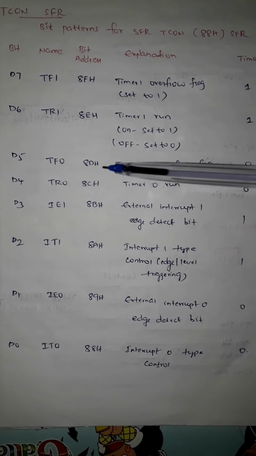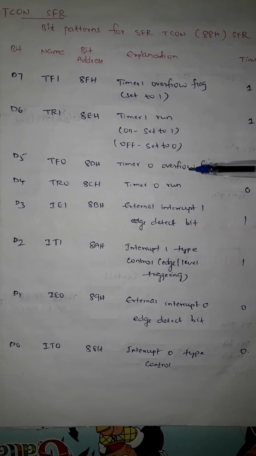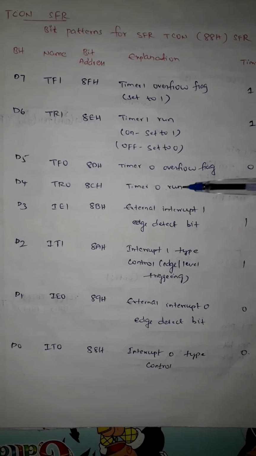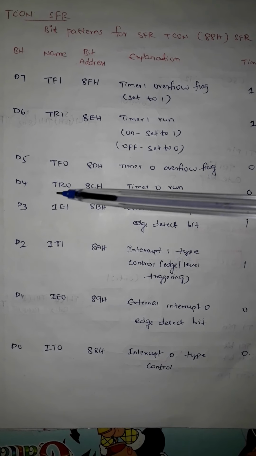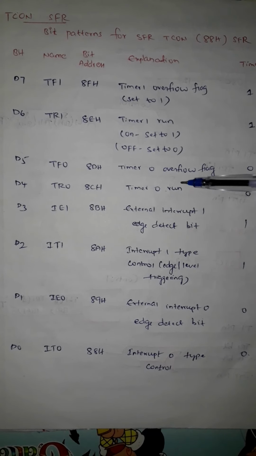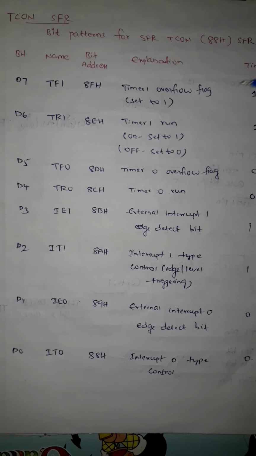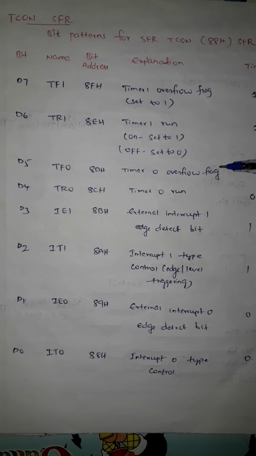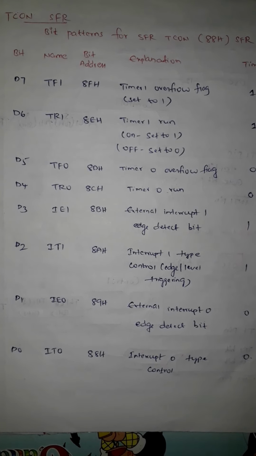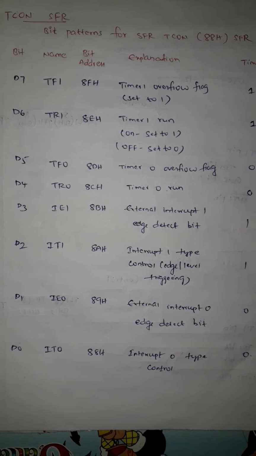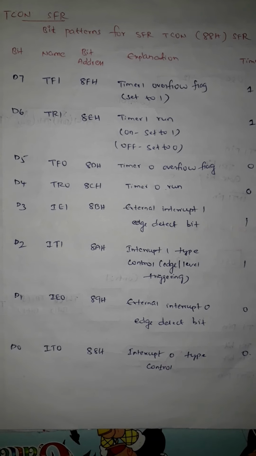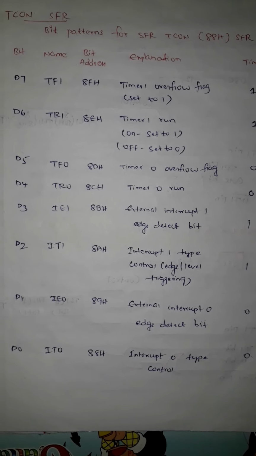Whereas D5, D4 are used for timer 0 overflow flag bit and timer run bit. That is by using D4. If you set D4, timer 0 goes to the on state, and if D4 bit is 1, then timer 0 goes to the on state. If D4 bit is 0, then timer 0 goes to the off state. And then D5 is used to generate the interrupt for the controller. So once timer 0 has reached its maximum value, it sets the D5 bit to 1, and then that is used to generate an interrupt to the processor, the controller.